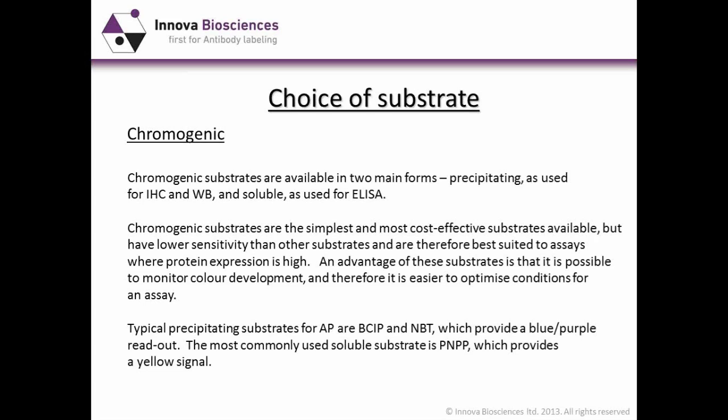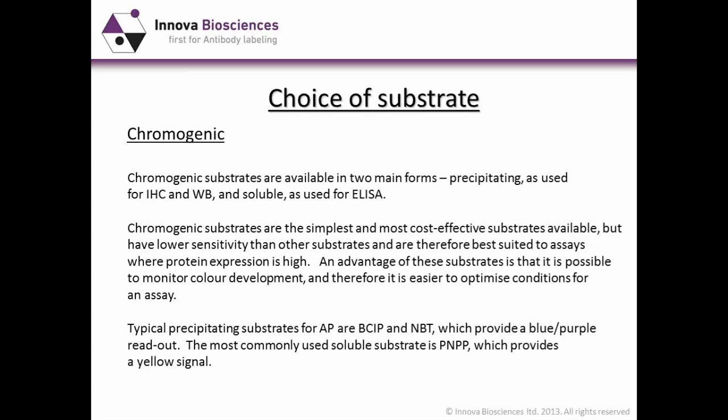Chromogenic substrates are certainly the simplest and therefore the most cost-effective substrates that are available. They do have lower sensitivity than some of the other substrates I'll mention in a moment, and are therefore best suited to assays where protein expression is relatively high. Chromogenic substrates are probably used in 80% or more of assays. A key advantage of these substrates is that it's possible to monitor color development. You can actually watch it appearing in front of your eyes, and therefore it's easier to optimize conditions for an assay.